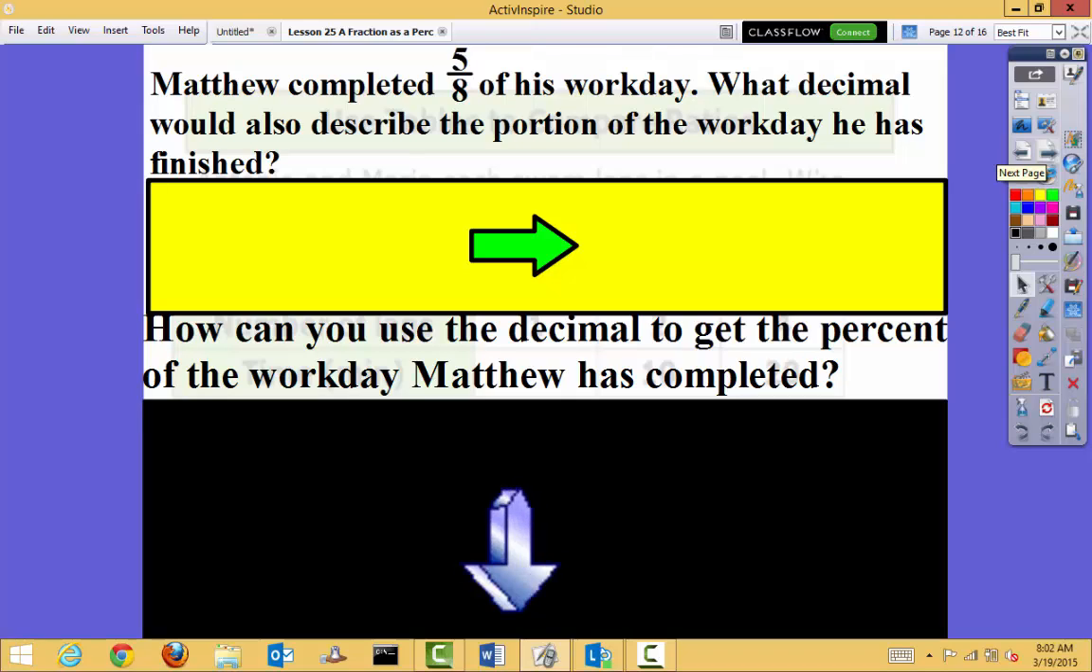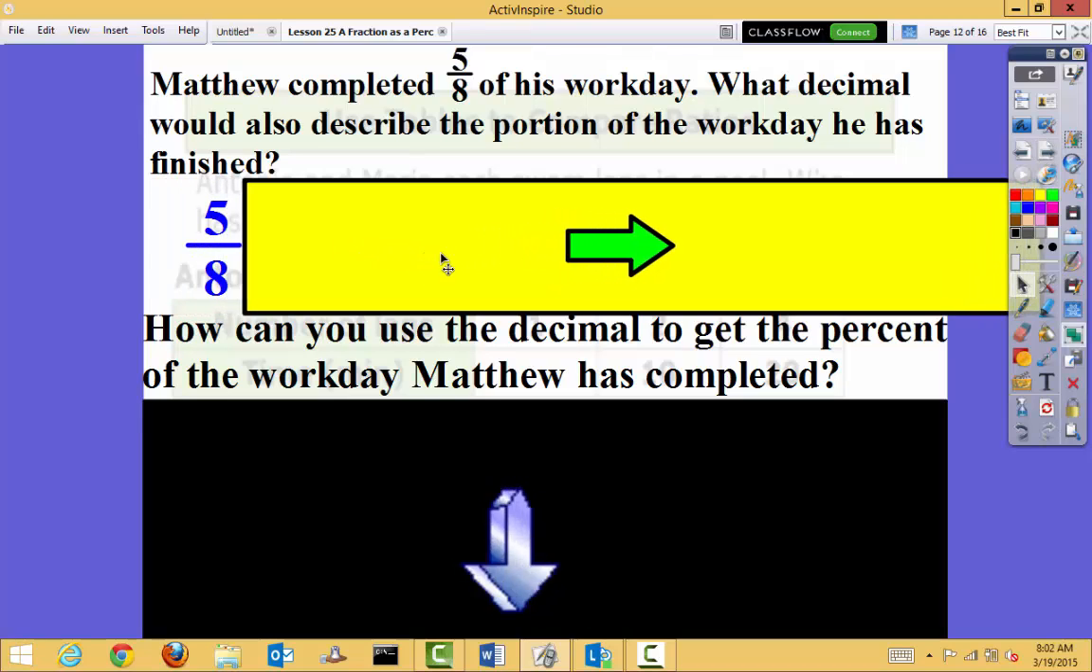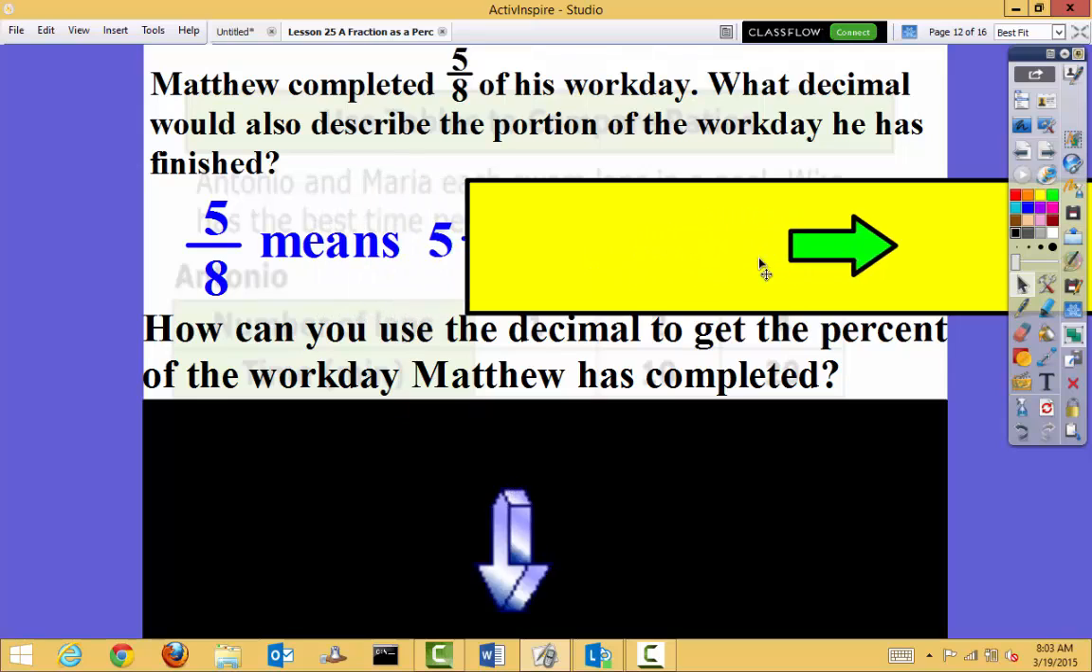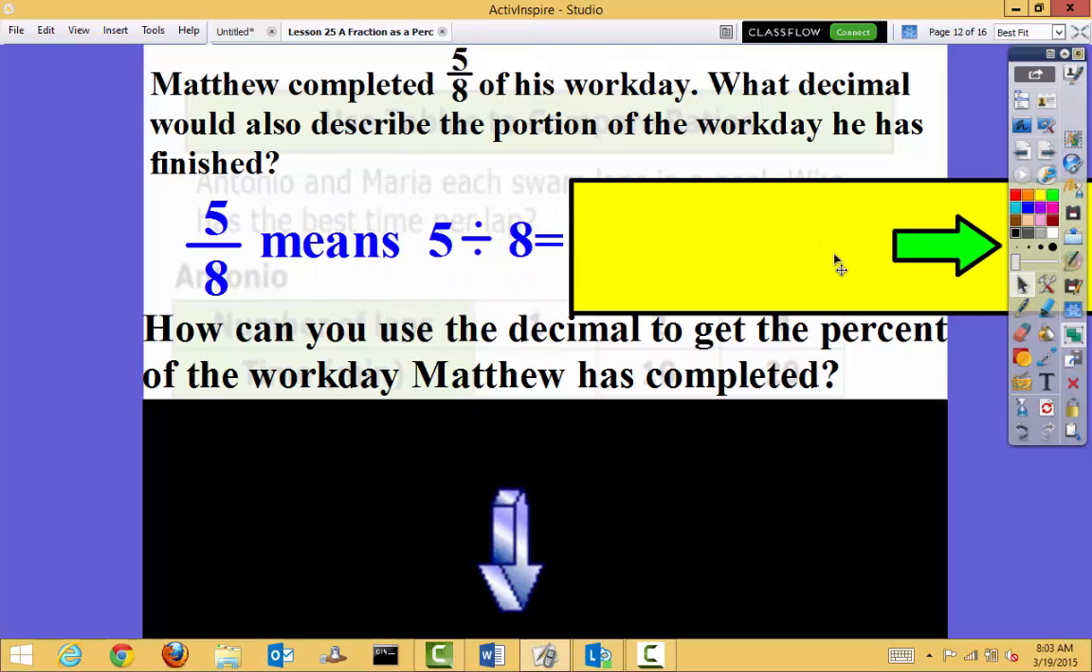Matthew completed 5/8 of his workday. What decimal would also describe the portion of the workday he has finished? Well, remember, for 5/8, I can think of this fraction bar as a division sign. So that's going to be 5 divided by 8. And what does that equal? Well, let's show it. So this is 5 divided by 8. I'm just going to put a decimal here and just a whole lot of zeros.